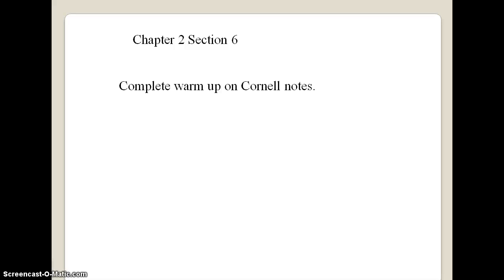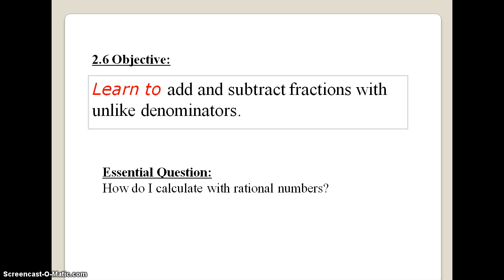Welcome to Chapter 2, Section 6. Our objective for this lesson is to learn to add and subtract fractions with unlike denominators, and our essential question, how do I calculate with rational numbers?